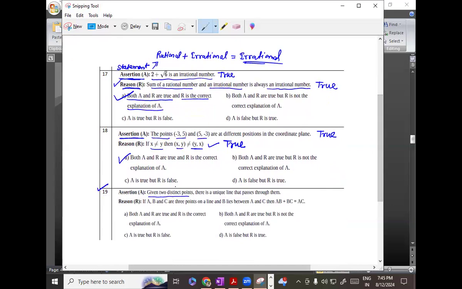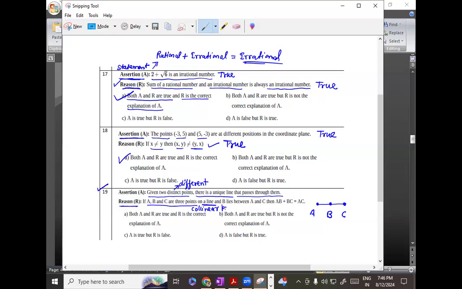Given two distinct points, do you know what distinct means? Distinct means different, right? If two different points are given, there is a unique line that passes through them. This is your statement. Yes, sir. And here the reason is given: A, B, C are 3 points in a line. In a line means collinear. These points A, B, C are in a line, right? And when we join, we get a straight line. It is correct or not? Tell me.